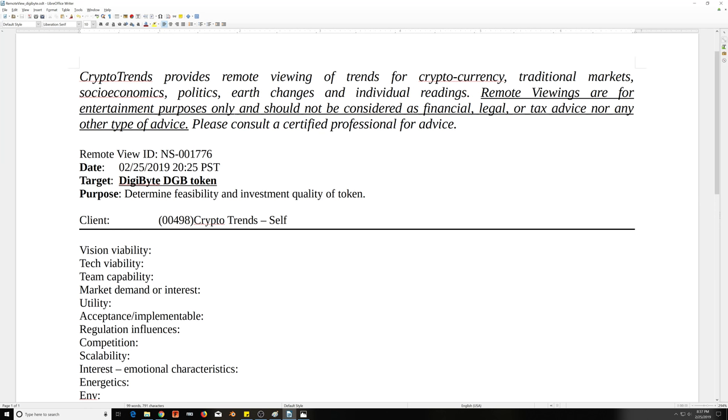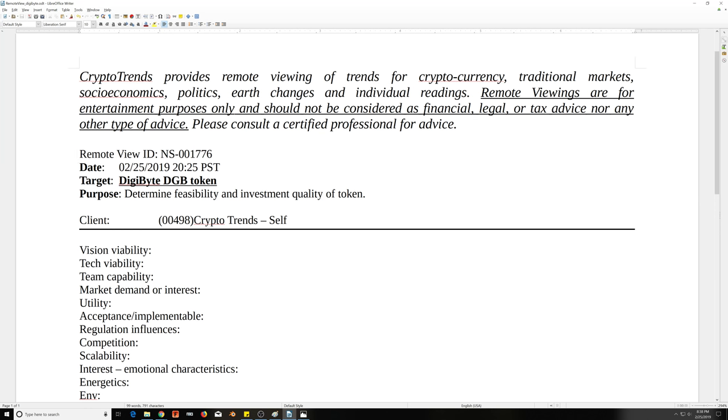Anyway, so let me read this at the beginning. It's a standard disclaimer. Crypto Trends provides remote viewing of trends for cryptocurrency, traditional markets, social economics, politics, earth changes, and individual readings. Remote viewings are for entertainment purposes only and should not be considered as financial, legal, or tax advice, nor any other type of advice. For that, seek out a professional. Okay, so here we go. Date is 2/25 at approximately 2025 Pacific Standard Time. Actually, it's 2037. Oh well, close enough.